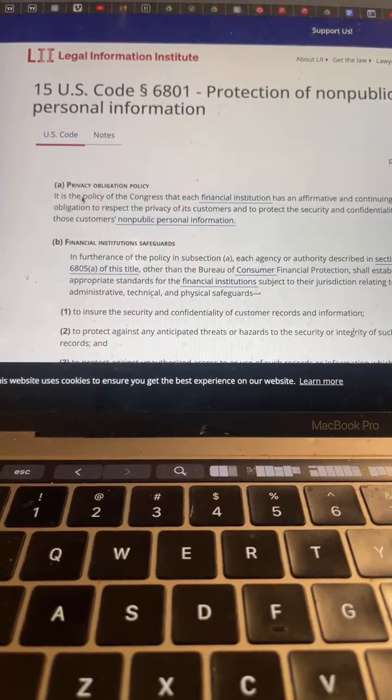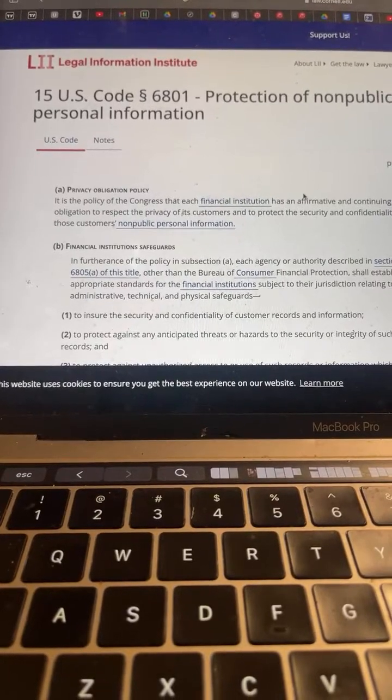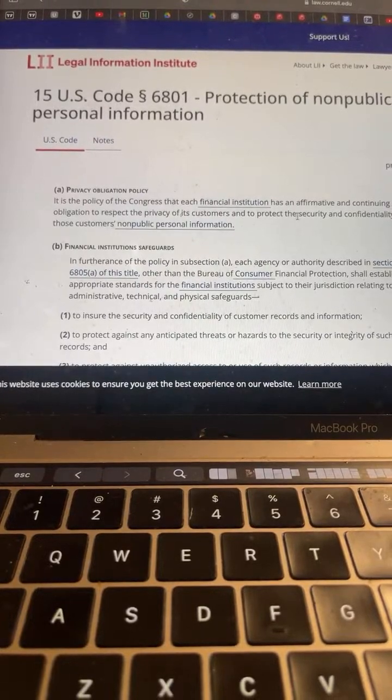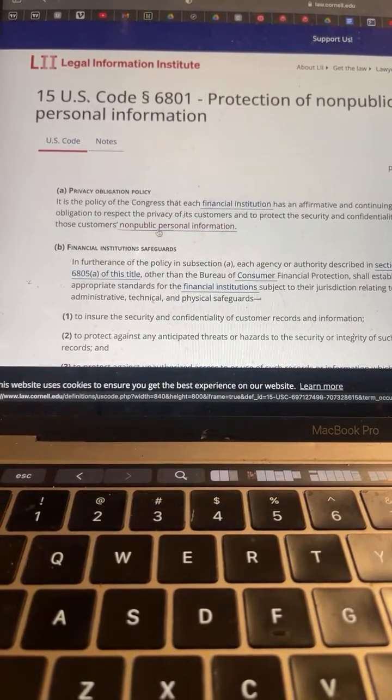This is 15 USC 6801, the protection of personal information. It states that it's a policy of Congress that each financial institution has an affirmative and continuing obligation to respect the privacy of its consumers and to protect the security and confidentiality of those consumers' non-public personal information. So if your information has been sold to a third-party debt collector, this is what I would use, 15 U.S.C. 6801, against that financial institution, as they're obligated to protect one's non-public personal information. So that's the Gramm-Leach-Bliley Act, Chapter 94 within Title 15.